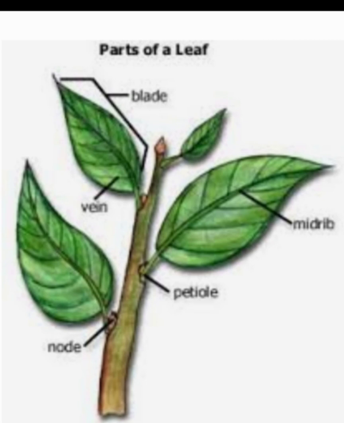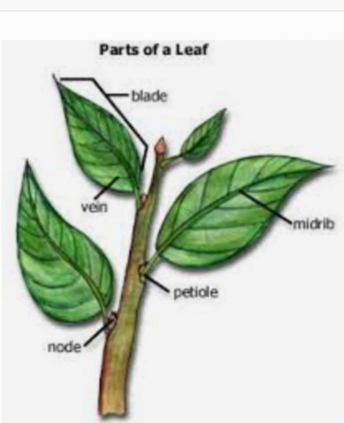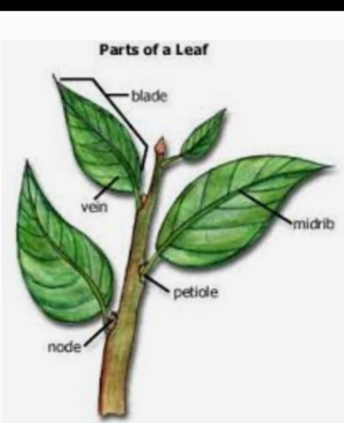So, first, the leaf blade is the flat and broad part of the leaf. Midrib is the thick line running throughout the center of a leaf. Veins are the teeny lines running throughout a leaf. These veins not only support but also conduct water, minerals, and food through the leaf.